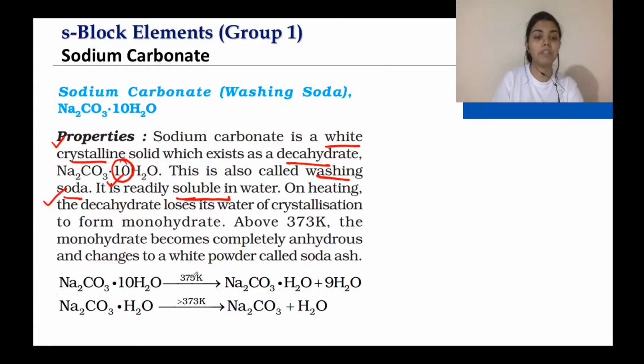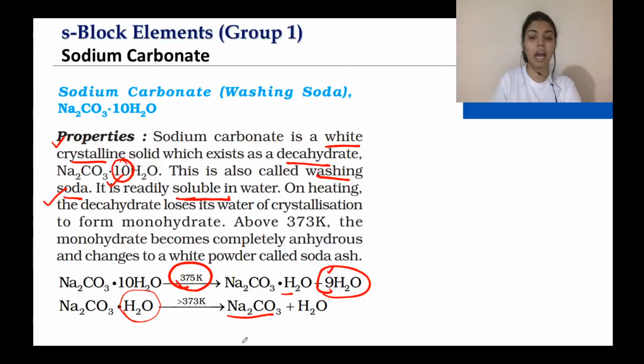On heating, what happens? At 375 Kelvin, it loses 9 water molecules, right? One water molecule is still left, and when you heat it above 373 Kelvin particularly, it loses this water molecule also and becomes what? Anhydrous sodium carbonate, right? So this is also known as what? Soda ash, where no water molecules are associated with sodium carbonate, which is a white powder of sodium carbonate.